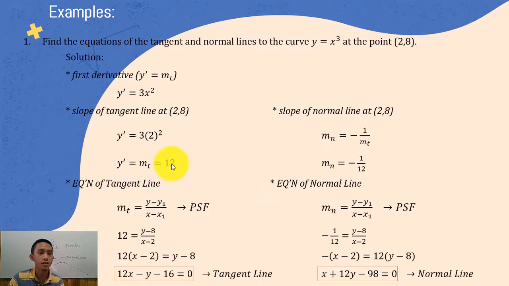Point-slope form: your slope is 12, which is the slope of the tangent, and the point where it passes is (2, 8). So x, y. Please do not interchange these. Put in your mind that the slope is always change in y over change in x. So y minus 8, that is your y coordinate, over x minus 2. Please take note that it will always be minus, because we are taking the change.